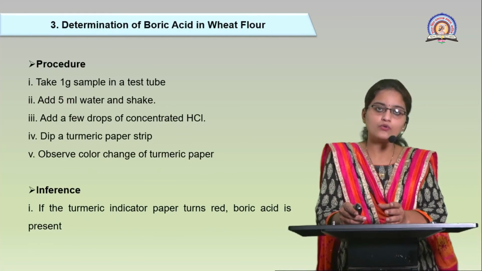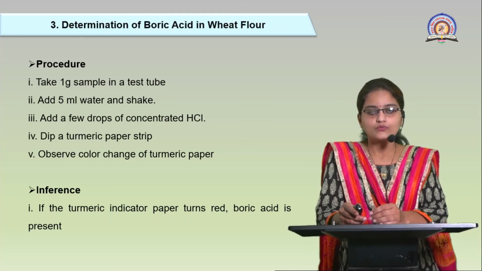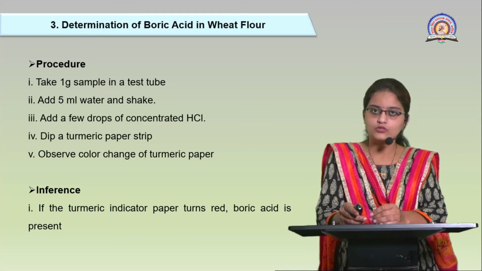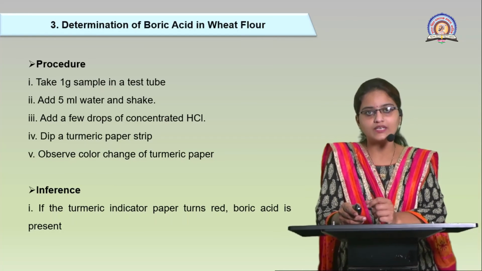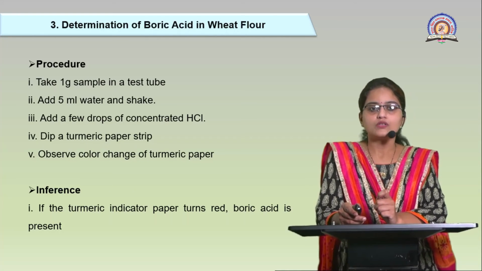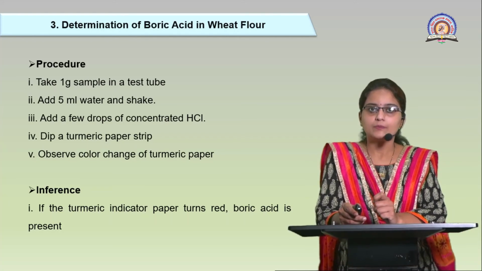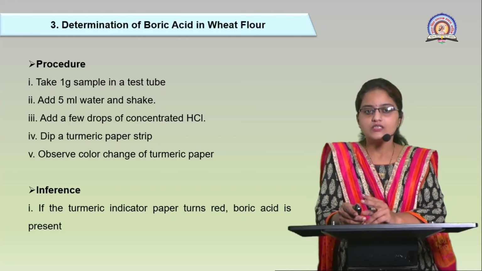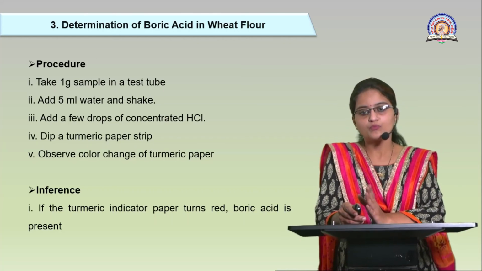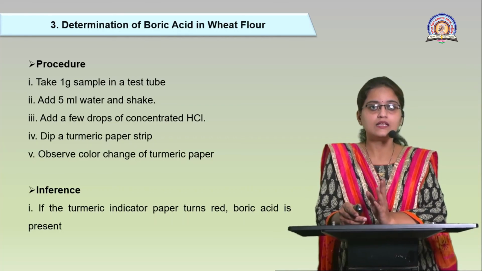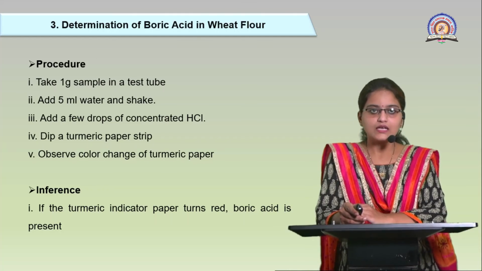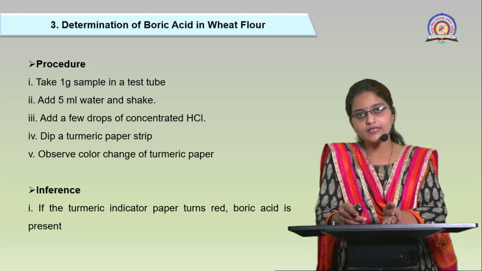How can we detect the presence of boric acid? First of all, take 1 gram of sample in a test tube. That sample must be the wheat flour. Add 5 ml of water and shake it very well. Add a few drops of concentrated HCl. Dip a turmeric paper strip and observe the color change of the turmeric paper. If the turmeric paper changes to red, boric acid is present. If the turmeric paper does not change, it indicates the absence of boric acid. So these are the processes through which we can detect different types of adulterants present in the wheat flour.